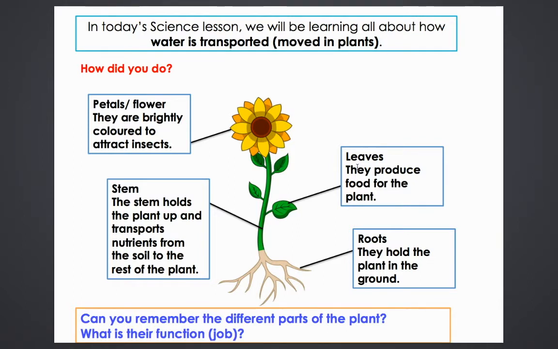Okay? And can anybody remember what the process is called where the leaves produce the food for the plant? Beginning with a P. Have a think. Okay, I'll tell you. It's photosynthesis. Remember that tricky word? Okay. And then the final part of the plant that we're talking about today is the roots. Now the roots, they hold the plant up in the ground to stop it going all wobbly and falling over. So the roots are very important too.